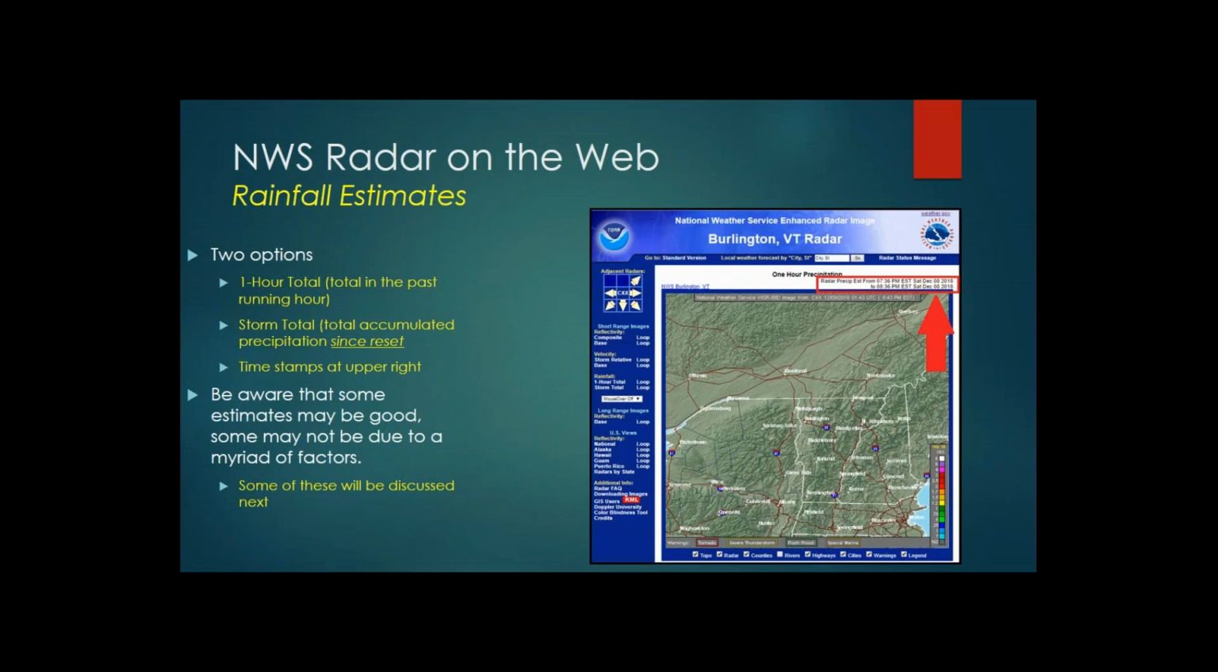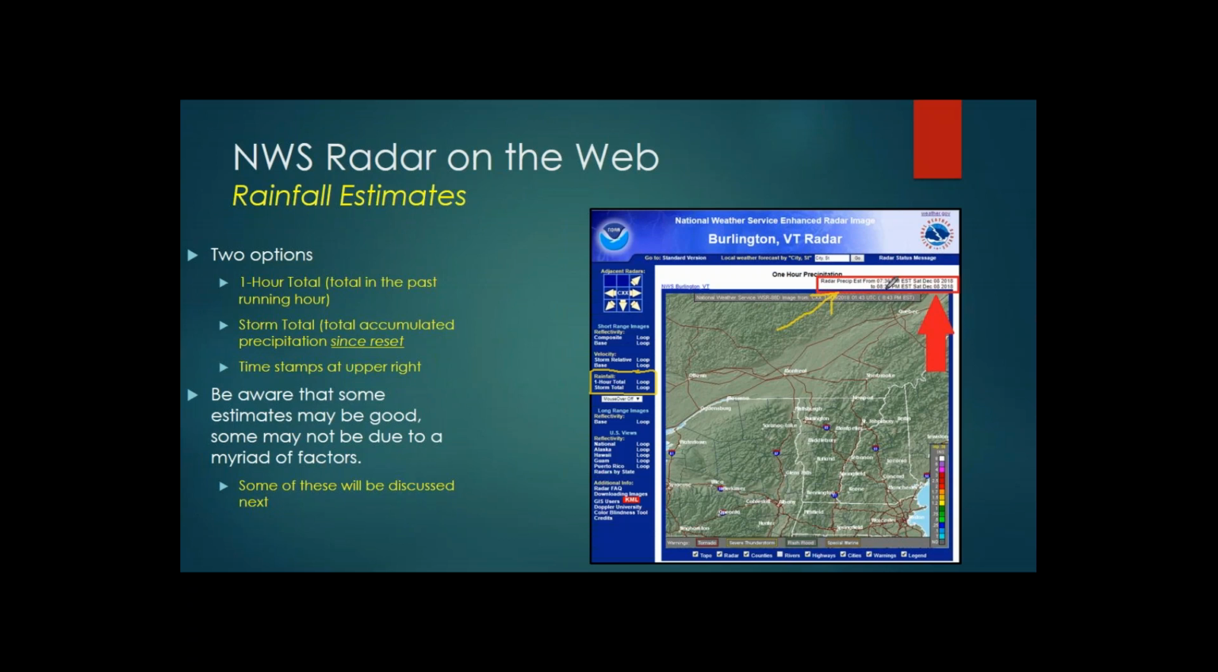Okay, finally, as we move down on the radar options on the web, we have some rainfall options here. So I'll just kind of highlight those by my yellow box here. We have 1 hour totals and storm total. So the 1 hour total is in the past running hour, and that can be anything within the past hour that's running, and it's always highlighted up here that I'm drawing on the screen here by this red box.